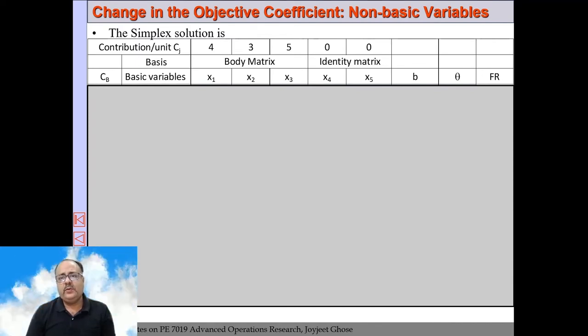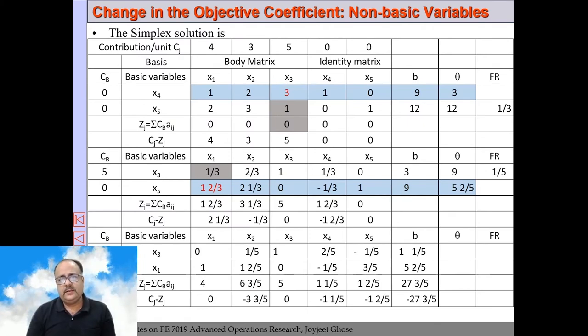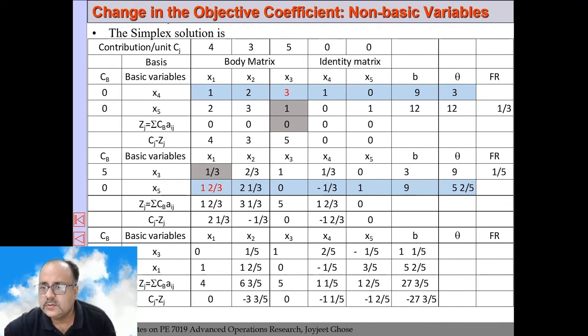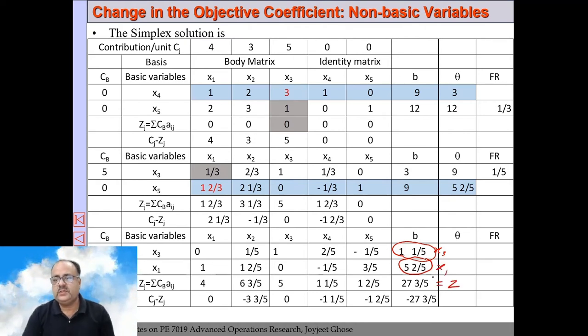Okay, so by now I hope you have solved it yourself and are eager to check the results, whether you have done it correctly or not. So these are the results here. It takes 3 iterations to solve this particular problem, and the solution is that x3 is 6 by 5 and x1 is 27 by 5, and z is around 138 by 5. These are my solutions. This is my x3, this is my x1, and this is my z. So this is the solution of the problem.